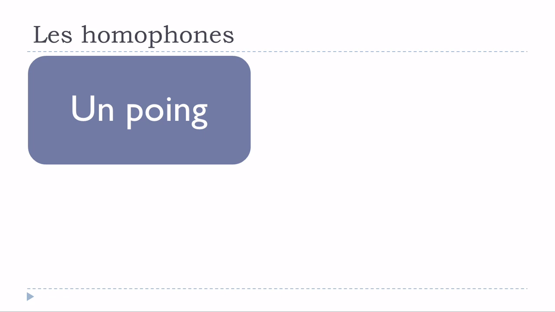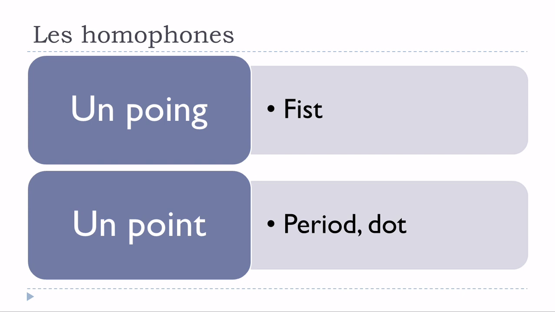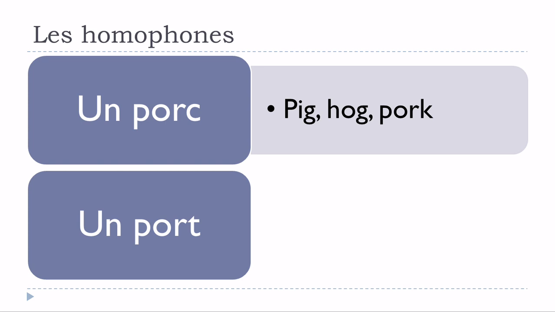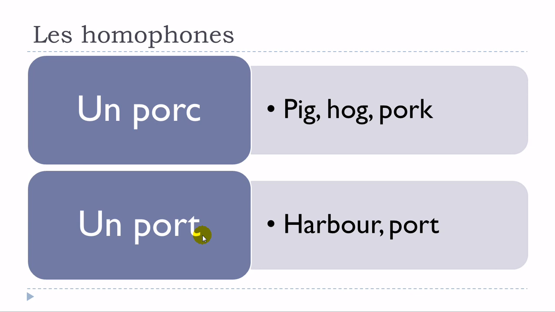Un point. Alright, so you can see that here the only difference is the final letter, okay, but then they are pronounced the same way and both of them are masculine. Un point, un point. Un port, un port. Okay, exactly the same thing here. Only the last letter is different. You don't pronounce it, and then both of them are masculine.